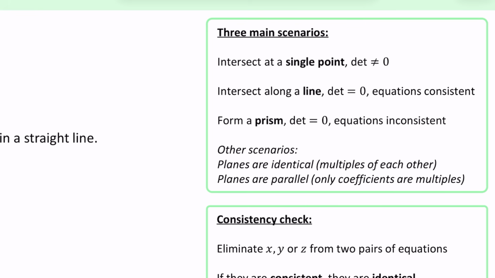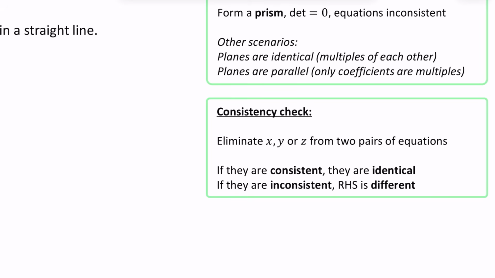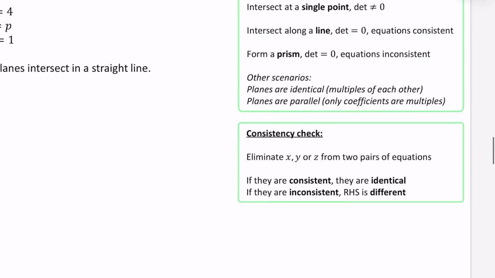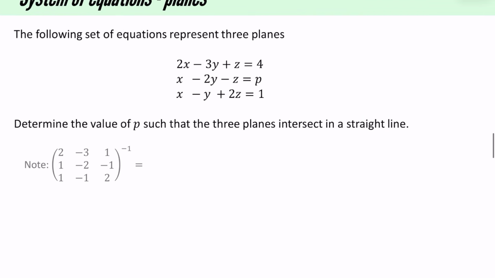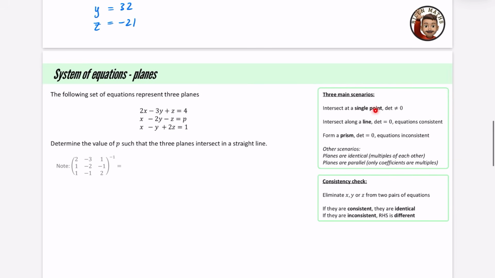And I'll talk about this idea of consistent and inconsistent in this next box. So for a consistency check, what you do is you eliminate x, y, or z from two pairs of equations that we have. If they are consistent, then they are identical, or they can be made to look identical. And if they are inconsistent, then the right-hand side is different, kind of like what I was just demonstrating with this part up here. Okay, the following set of equations represent three planes. We've got this, this, and this, noting that there is an unknown value here for p. Determine the value of p such that the three planes intersect in a straight line. So they don't intersect at a single point, they are intersecting along a line, meaning that they do actually have a solution, but there's an infinite number of solutions along that line.